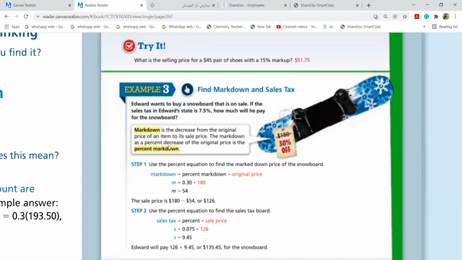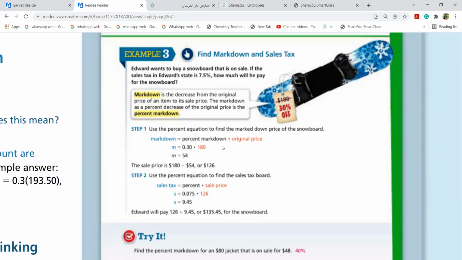Now, what is markdown? It's a decrease from the original price. Same thing with the sale price: the markdown as a percentage, same thing you will do. You put the markdown over the original price and multiply by 100. Why 180 minus 30? You see, there you need to subtract it. Now it's something else, it's the opposite. It's a discount one, marked down, not marked up. Okay, let us do one question.